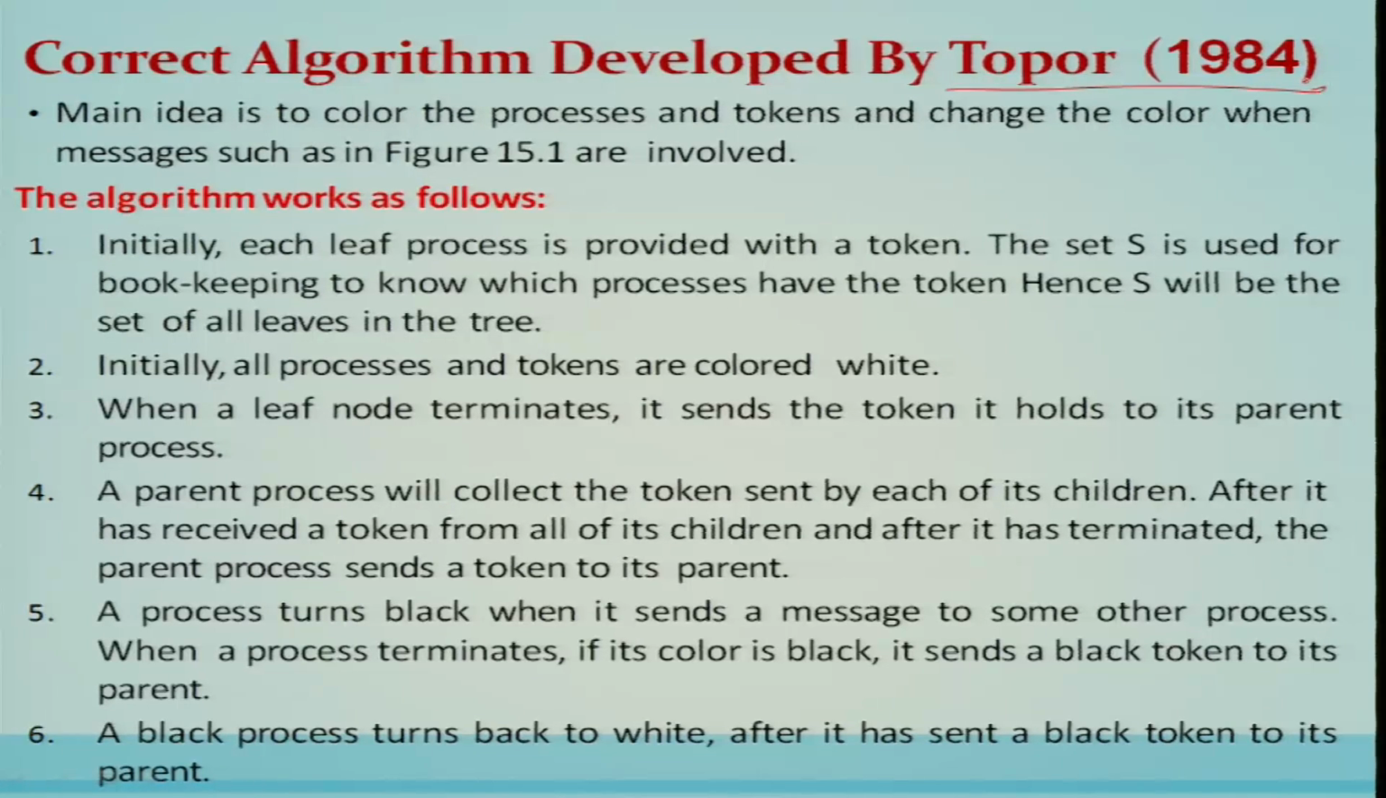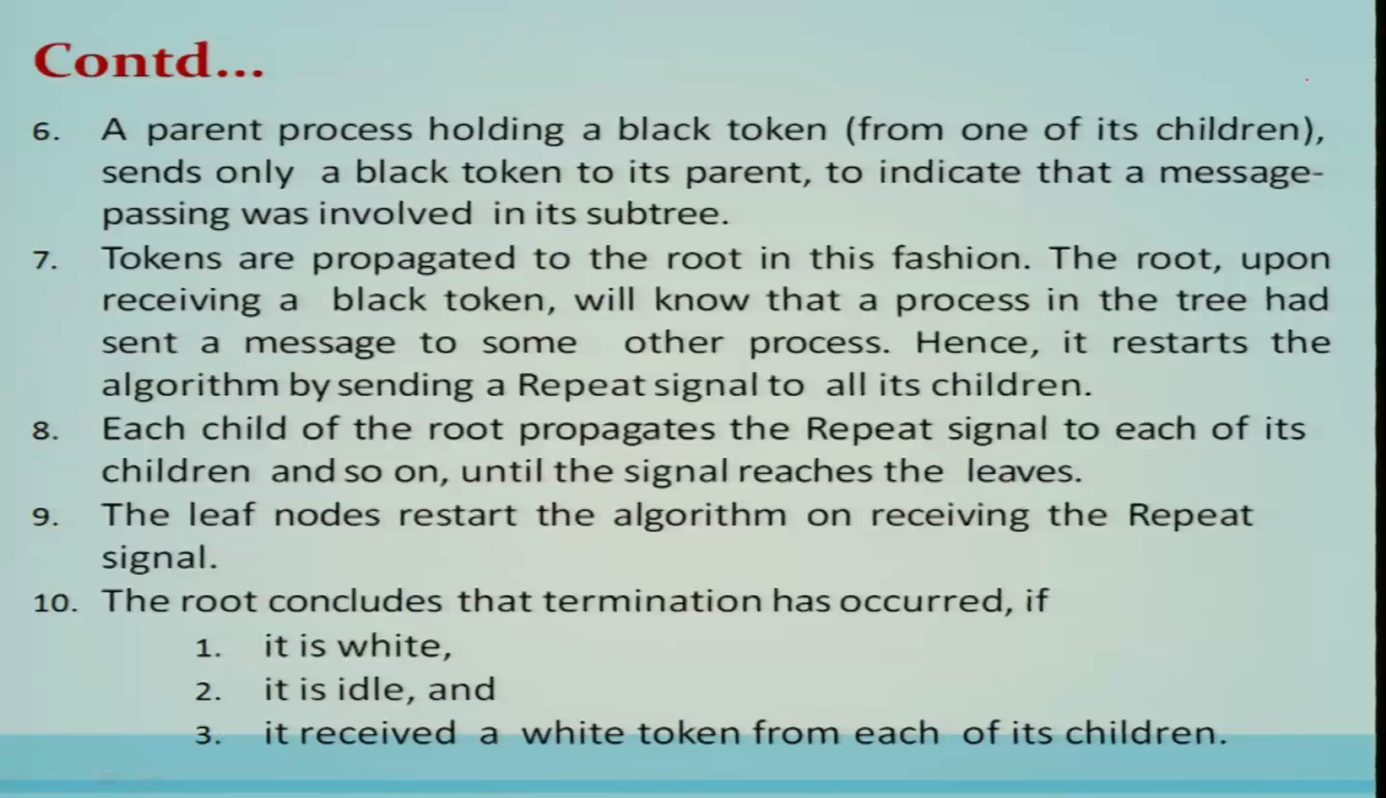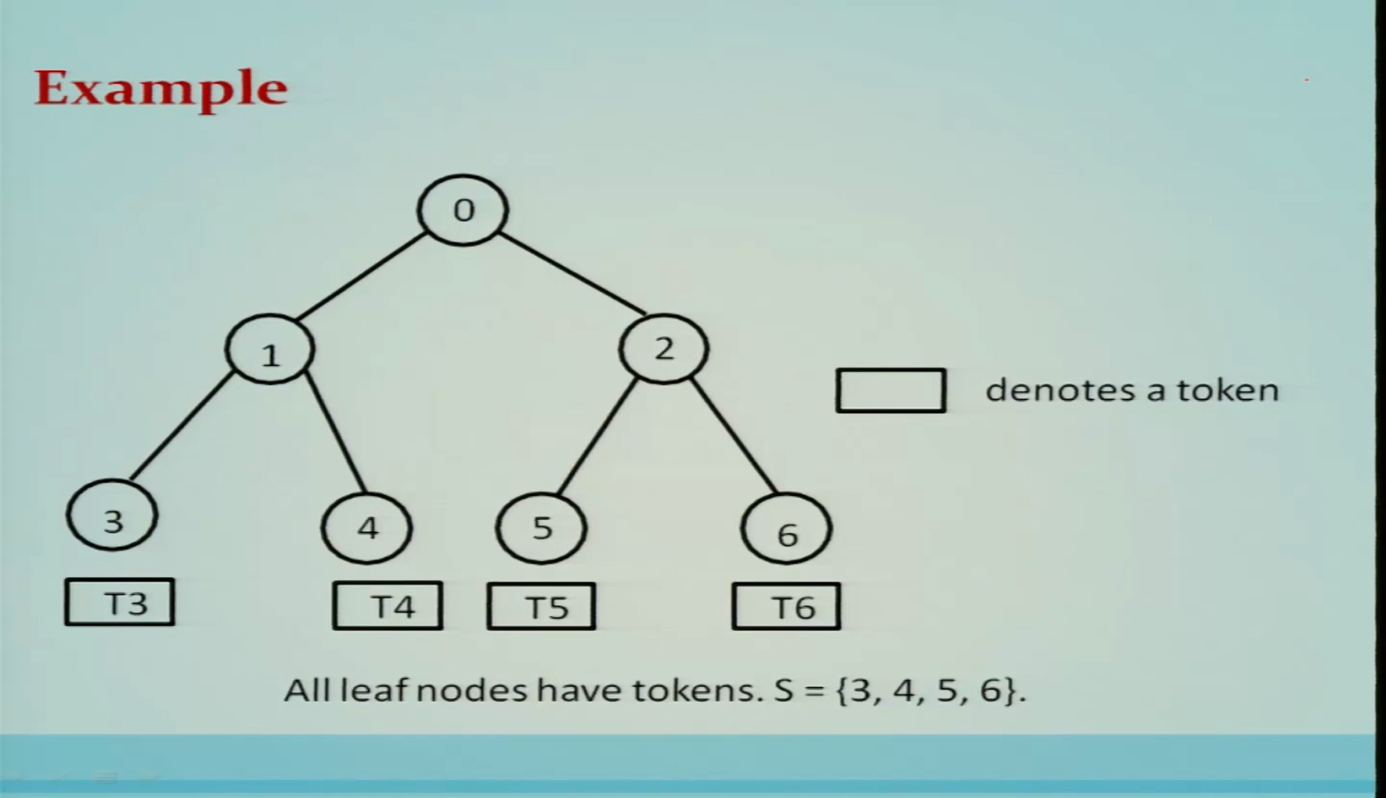A process turns black when it sends a message to some other process. When a process terminates, if its color is black, it sends a black token to its parent. A black process turns white after it has sent a black token to its parent. So, let us understand the entire algorithm through this particular example.